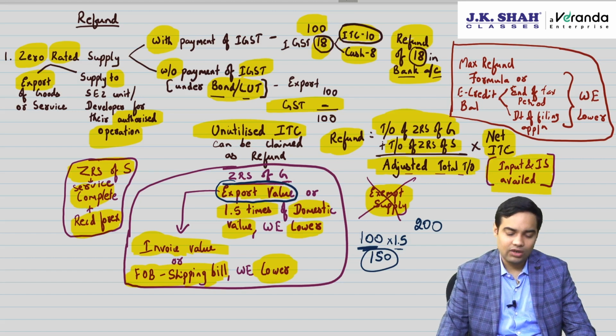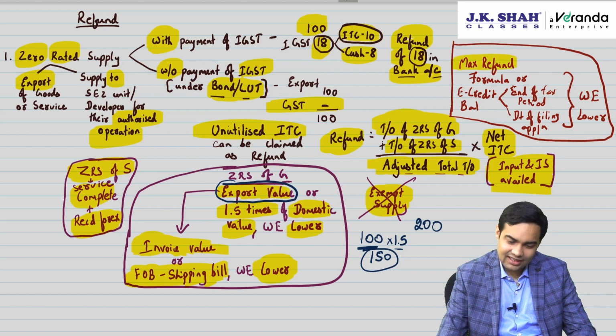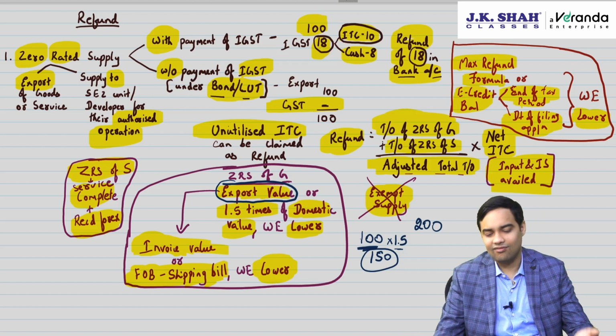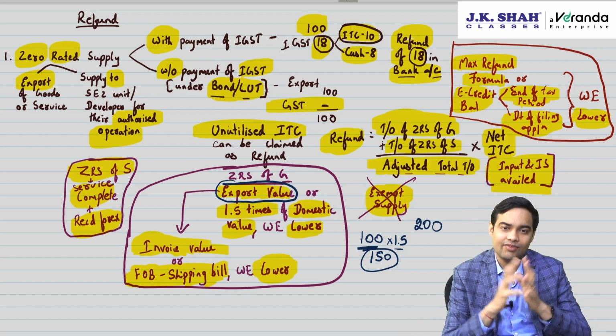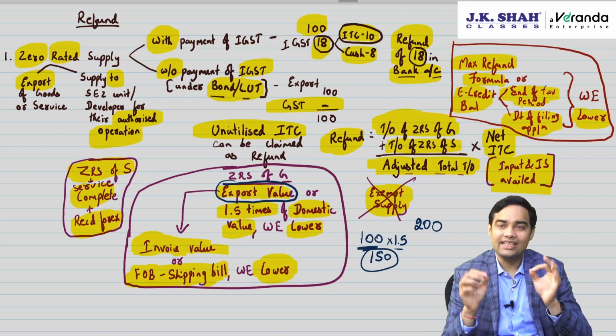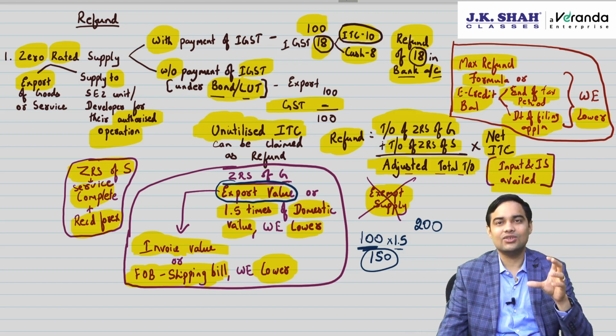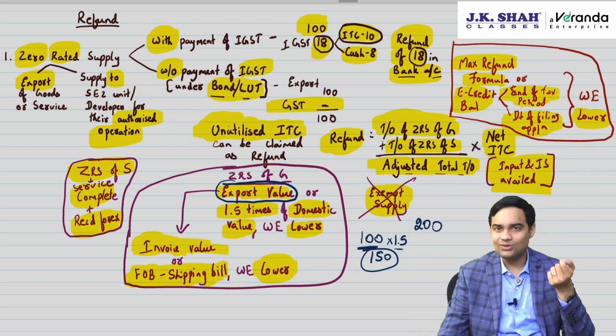Now, sir, whatever comes in the refund formula, can I claim it as refund? There is a restriction. Maximum refund will be refund as per formula or e-credit balance. E-credit balance at the end of the tax period or on the date of filing refund application. Lower of all these three will be eligible as refund. I'll give you an example. What are we calculating? We are calculating the refund of unutilized ITC. Respect the term unutilized ITC. The ITC which is not yet utilized. That's what we are claiming as refund.